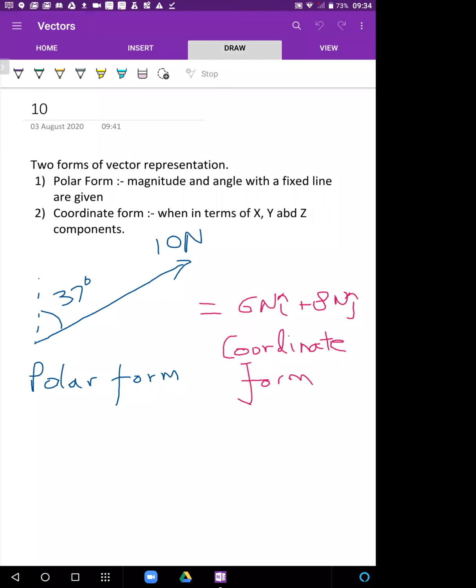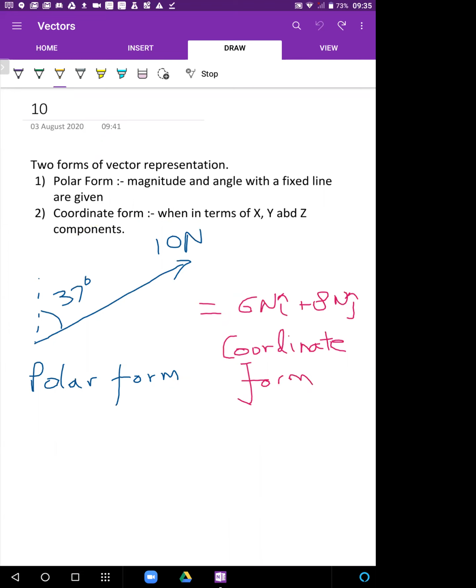Just remember the name. ये जो जब इस form में लिखते हैं ना, इसको बोलते हैं coordinate form. आई कैप जे कैप के फॉर्म में जब लिखेंगे उसको बोलेंगे कोऑर्डिनेट फॉर्म. और जब ऐसा लिखेंगे मैग्नीट्यूड एंड एंगल तो उसको बोलेंगे पोलर फॉर्म. ओके, so these are the two names. Polar form is when magnitude and angle is given. Coordinate form is when it is written in terms of x, y, and z components. For now, we're just working with x and y. So this is coordinate form. This is polar form.